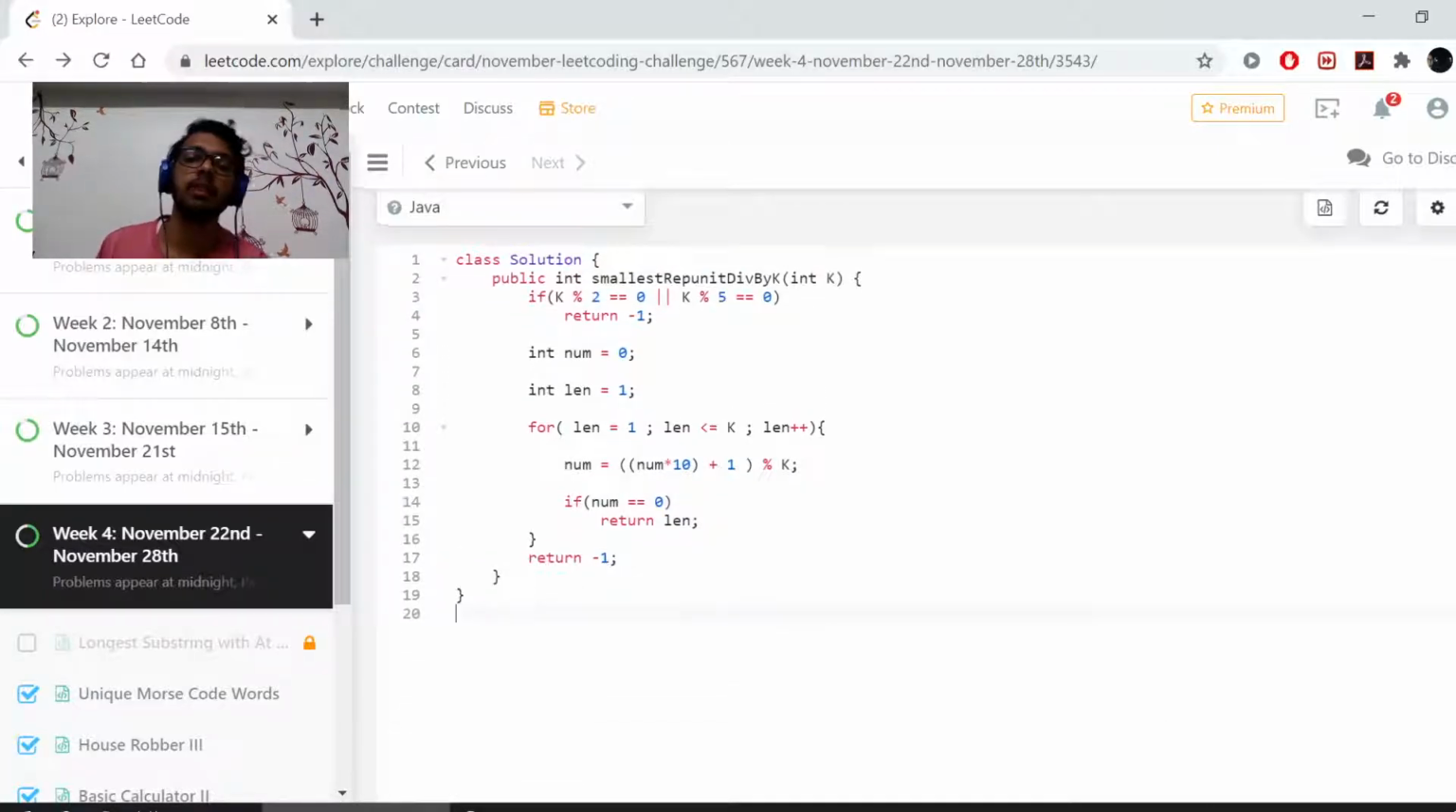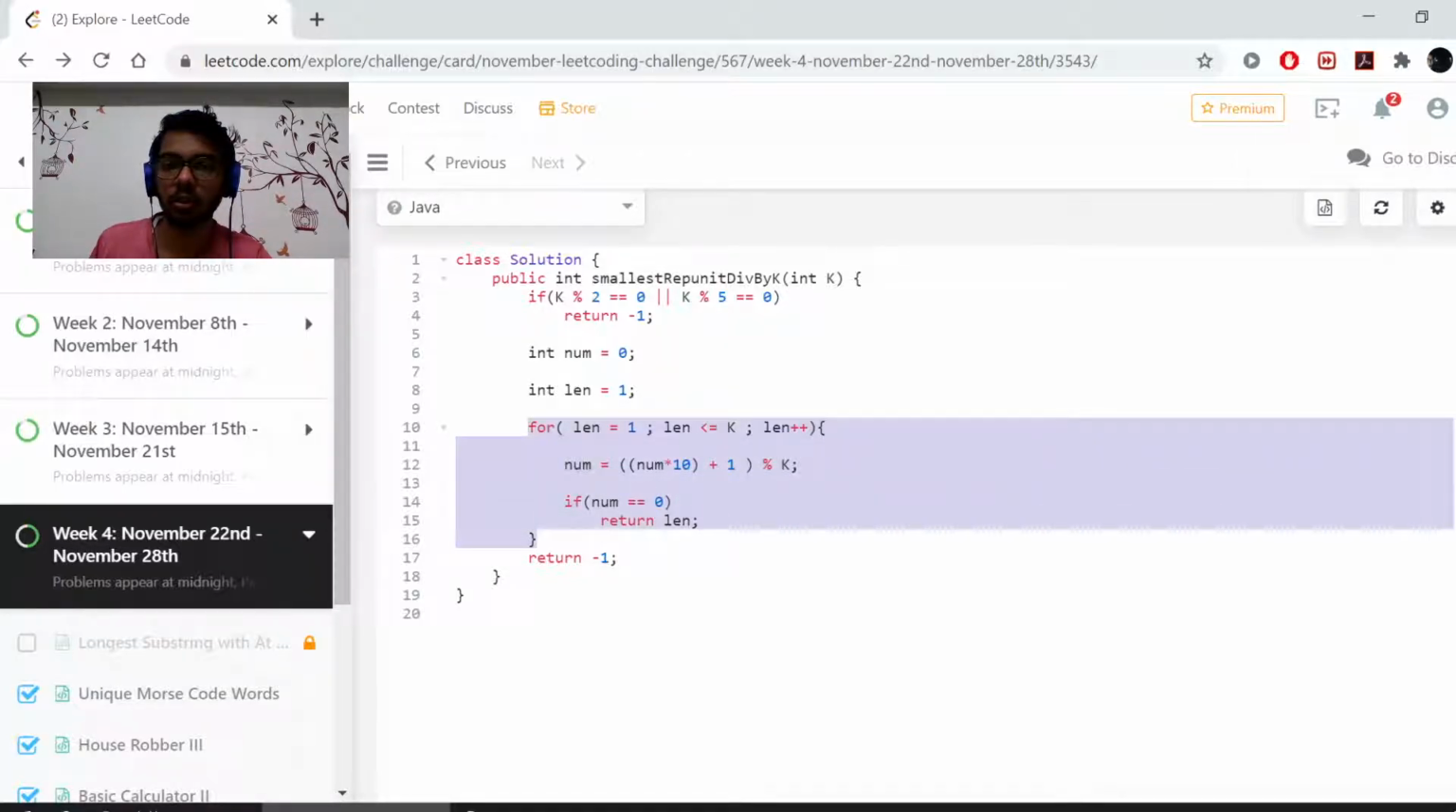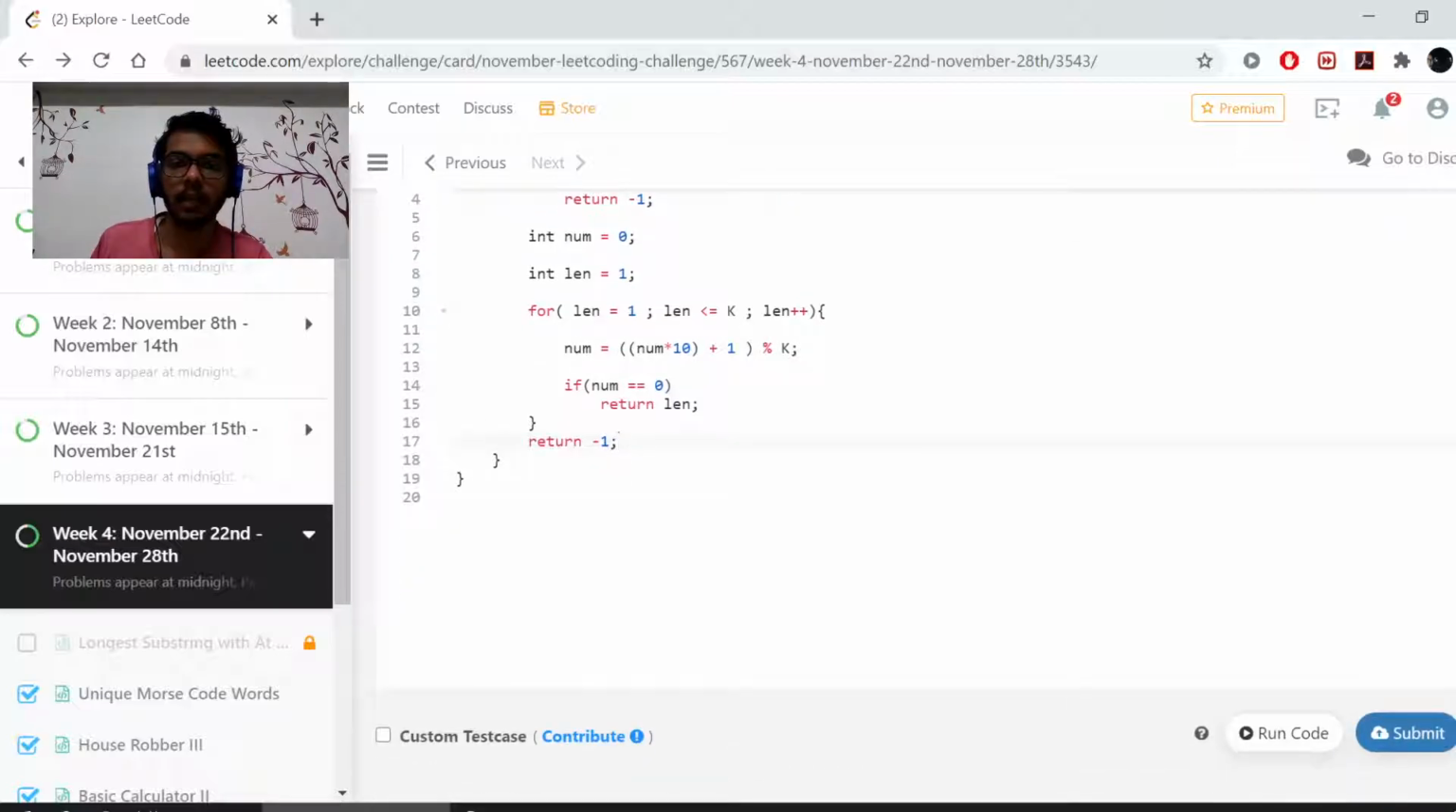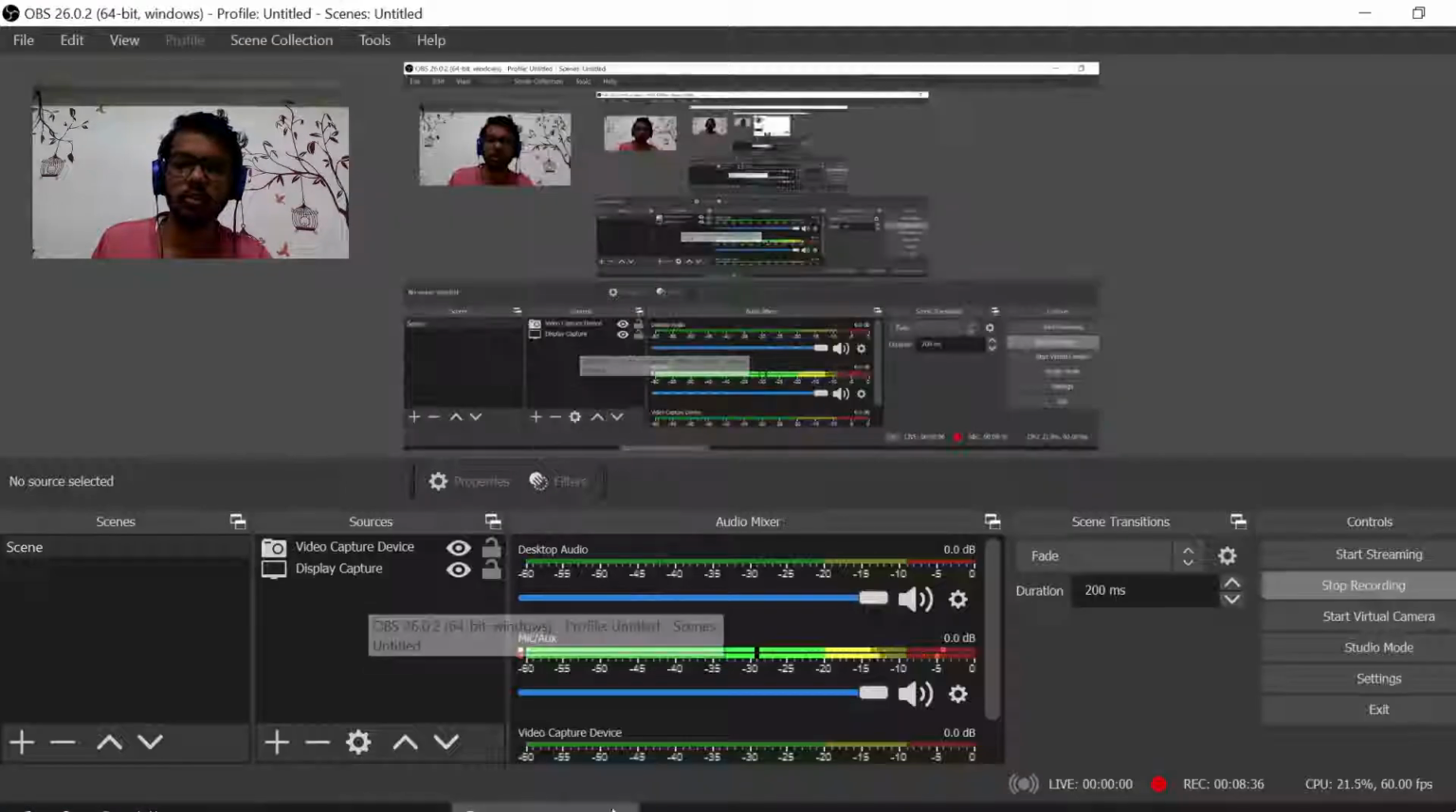The second thing here is when to stop. It's clear that the remainder for a number k will always be from 0 to k minus 1. So if this loop runs for k times and does not return a number, it is clear that the remainders are repeating now. If they are repeating, then clearly there is no solution. This is a simple question, easy to do, and wasn't much trouble. Thank you.